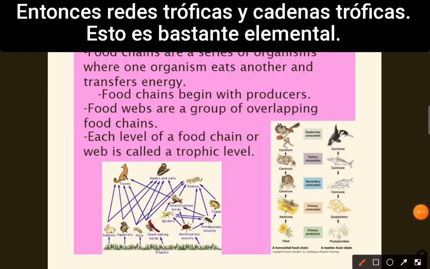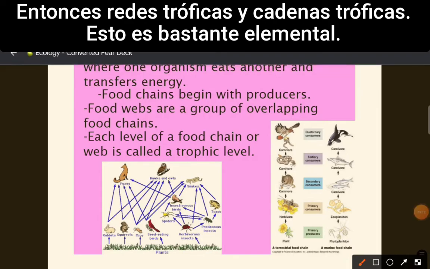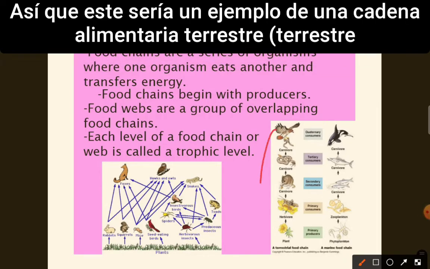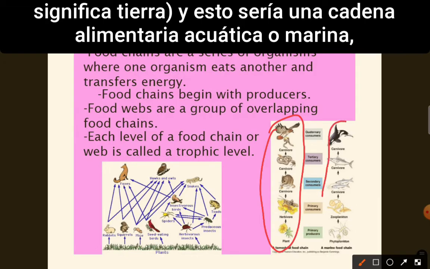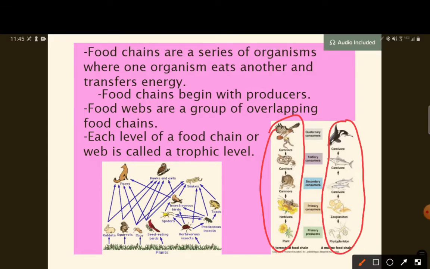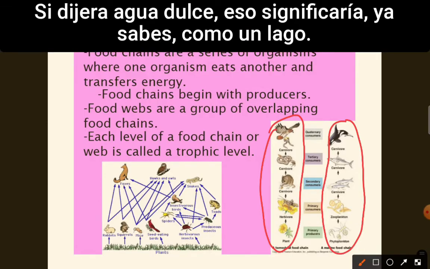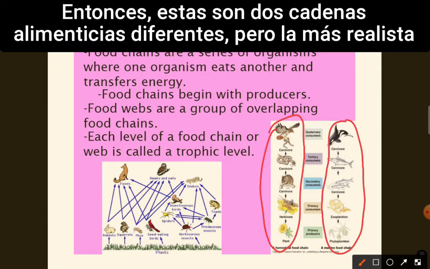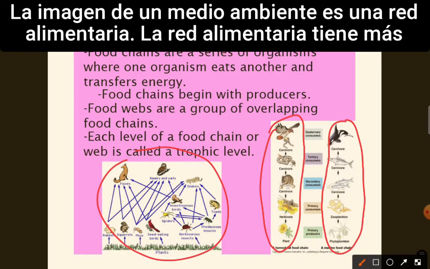So, food webs and food chains, this is pretty elementary. I think you know what this is. So this would be an example of a terrestrial food chain. Terrestrial means land. And this would be an aquatic or marine food chain, which means water. So marine actually means salt water. If I said fresh water, that would mean, like, a lake. So these are two different food chains, but the more realistic picture of an environment is a food web.